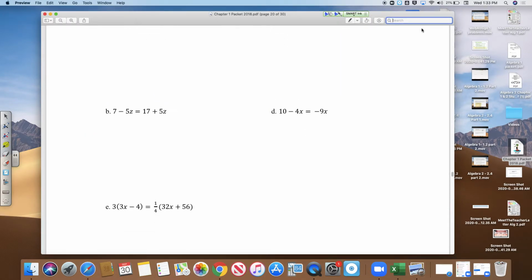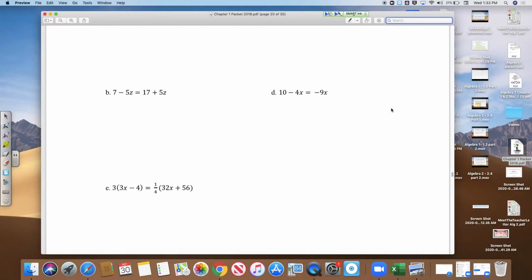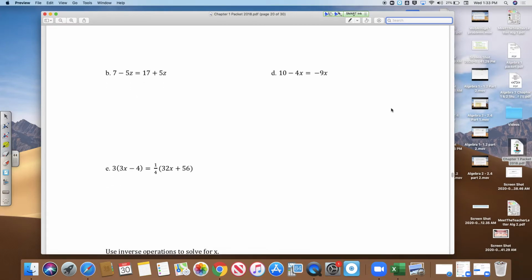So what I'm going to do here is decide how I am going to move these variables around. You have two options. You can either move this negative 5z to the right, or you can move this positive 5z to the left. It's up to you. This 5z right here is a negative 5z. That minus sign is attached to that number. That's a minus 5z or a negative 5z. Let's move that to the right-hand side.